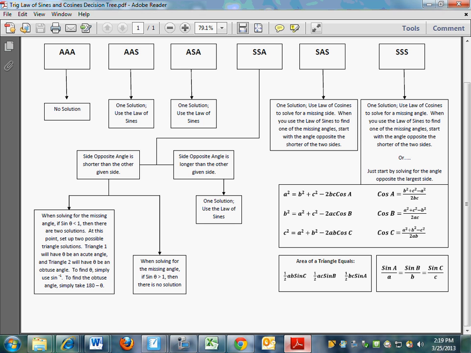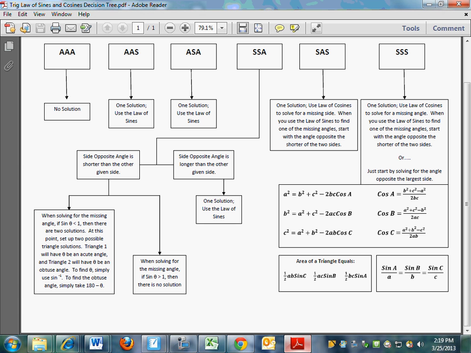If I have 3 angles of a triangle that are congruent to another 3 angles in another triangle, do those 2 triangles have to be congruent? No. They must be similar, but they don't have to be congruent. Look at your flow chart. If you have angle, angle, angle, there's no solution. You can't just use the law of sines to figure out something like that. Doesn't work.